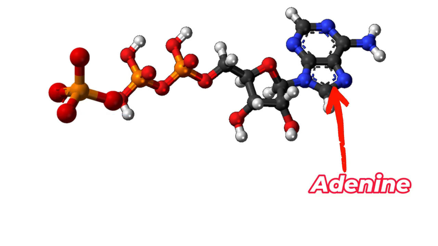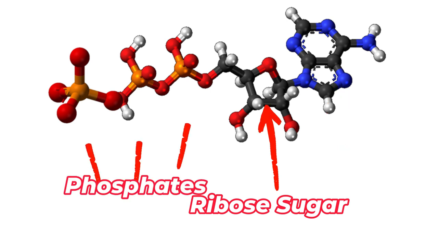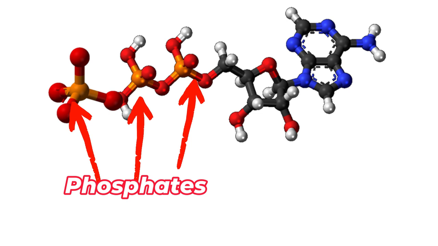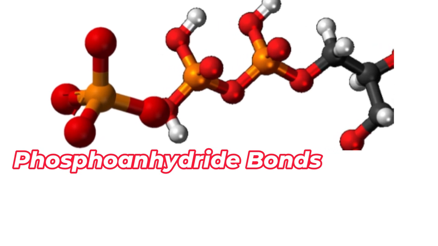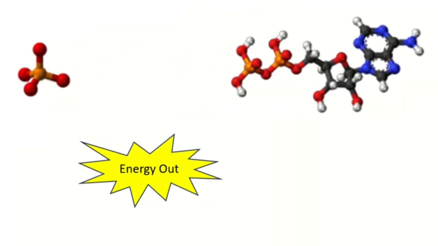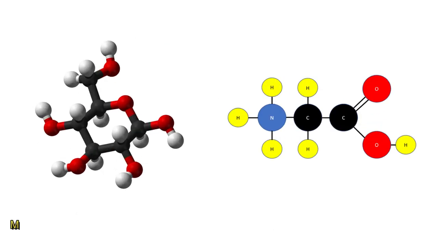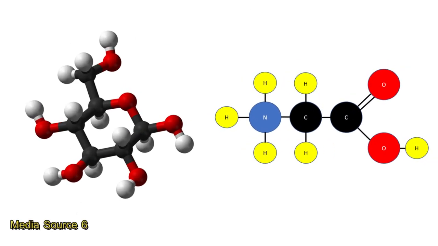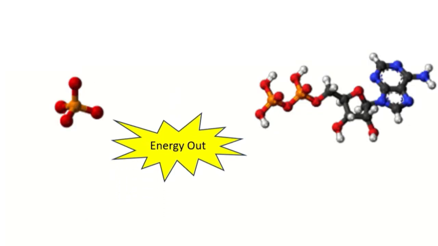ATP is made of a nucleic acid base adenine and a ribose sugar, as well as three phosphates. The bonds holding the phosphates together are called phosphoanhydride bonds. And when these bonds are broken, lots of free energy is available. Since ATP to ADP hydrolysis is reversible, organisms require chemical energy found in carbohydrates, lipids, and proteins to repair the bond between ADP and phosphate.